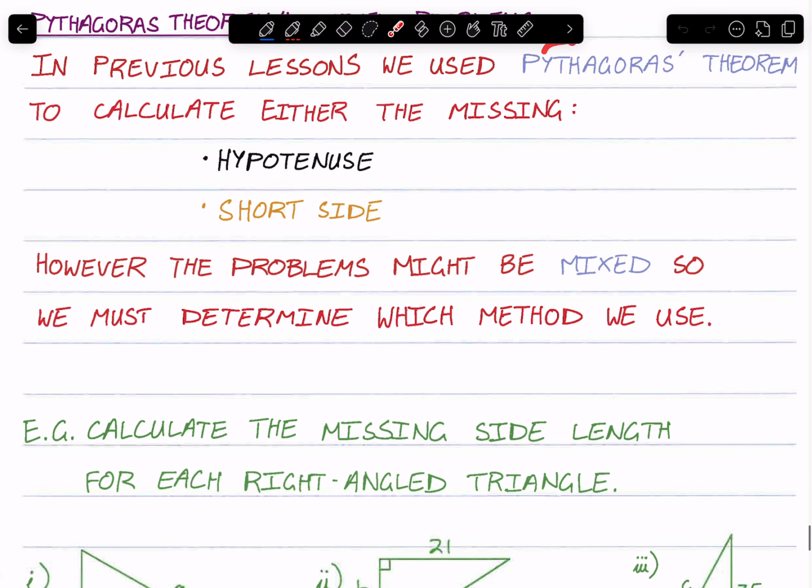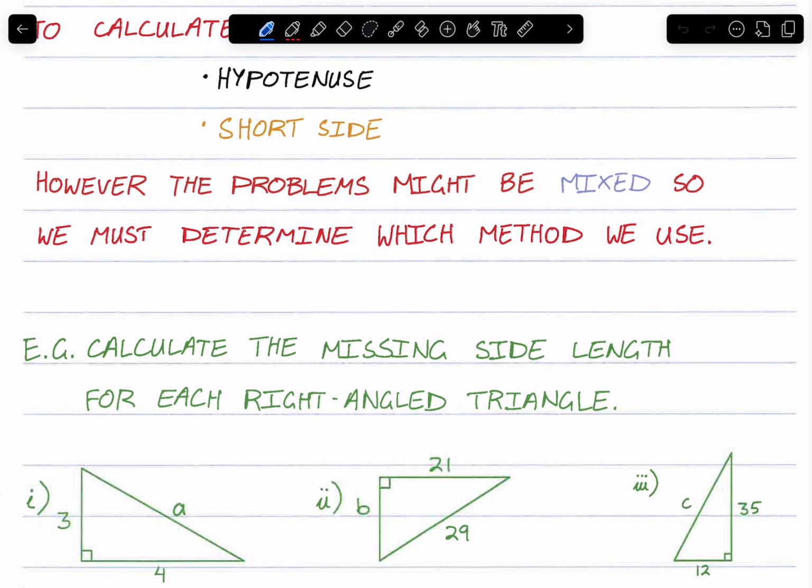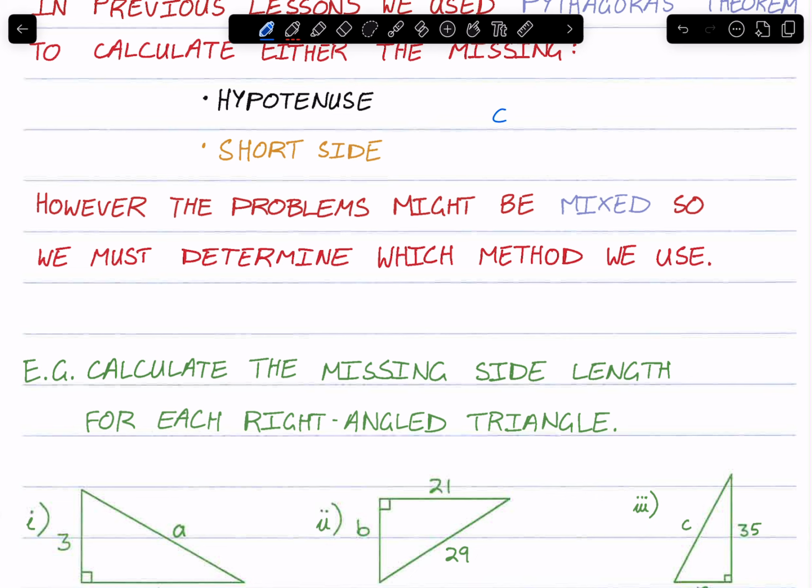In previous lessons, we used Pythagoras' theorem to calculate either the missing length of the hypotenuse or the missing length of the short side. So in this video, we'll be looking at problems that will be mixed. So it's not always straightforward as to which of the two we have to use, but you'll see through these examples that if we just follow Pythagoras' theorem, which I hope we can recall was c squared equals a squared plus b squared, where c is always the hypotenuse, and these two are the short sides.